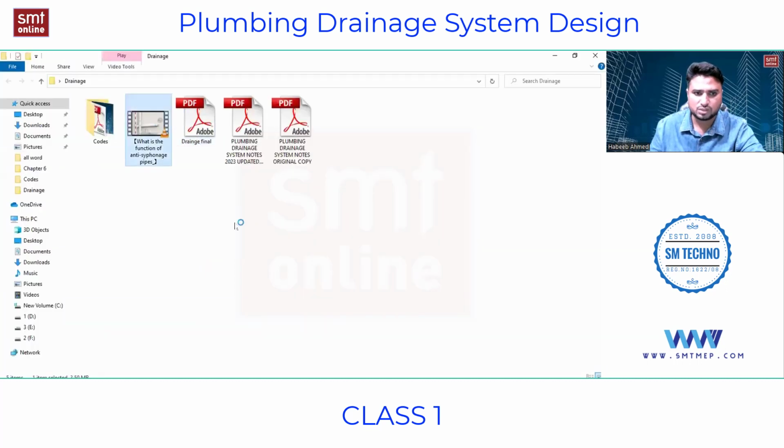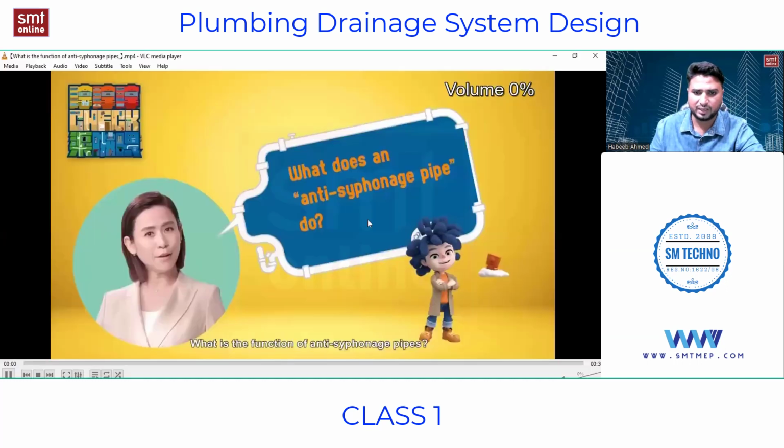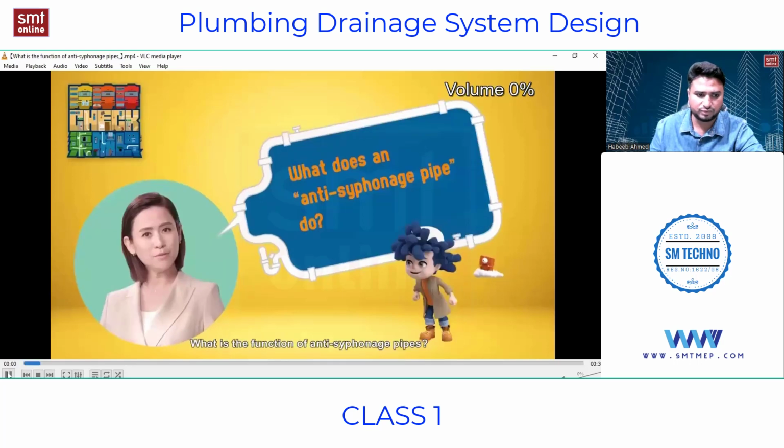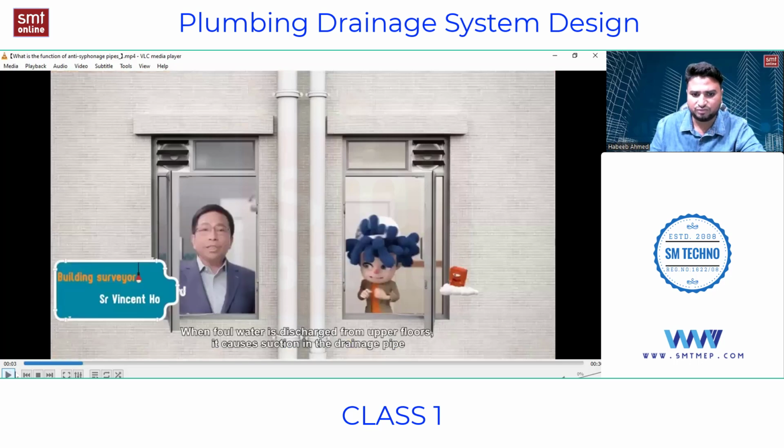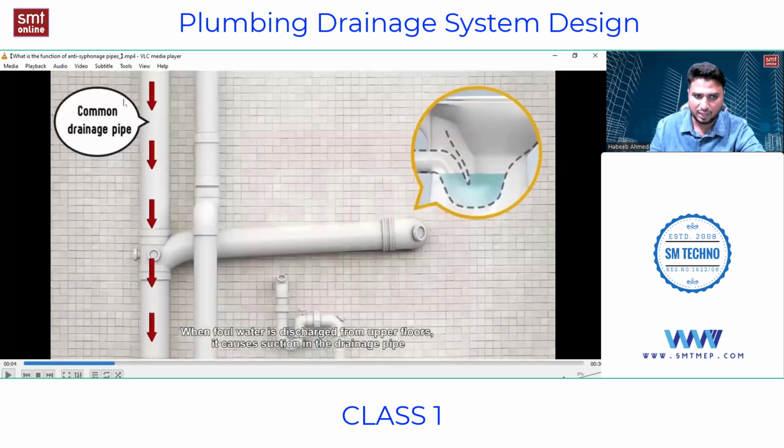Try to observe this. People will be getting an idea. First of all, what does an anti-siphonage pipe do? Second thing, when the foul water is discharged from the upper floors, it causes suction in the drainage pipes. See here, they'll show you one example.